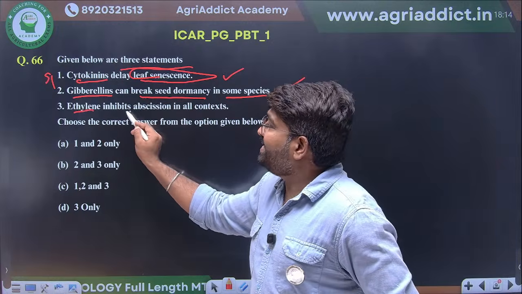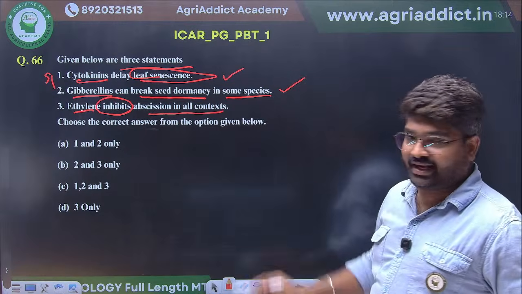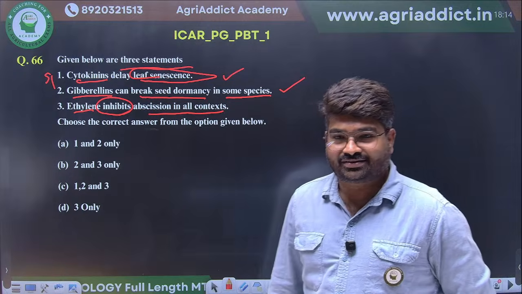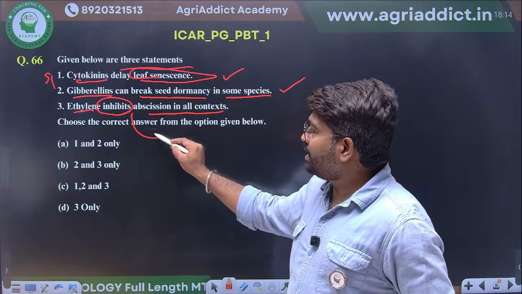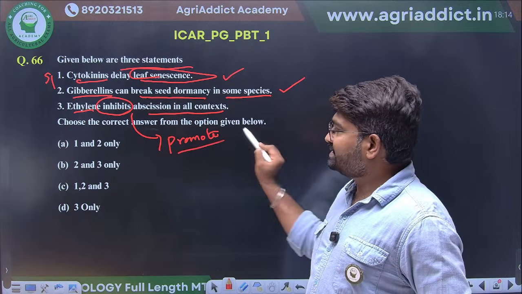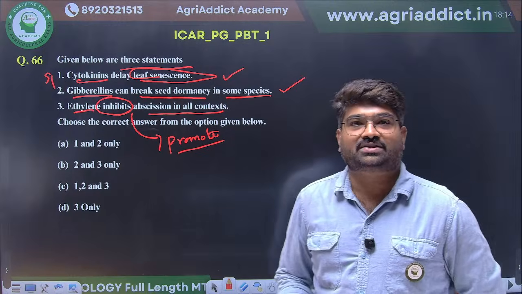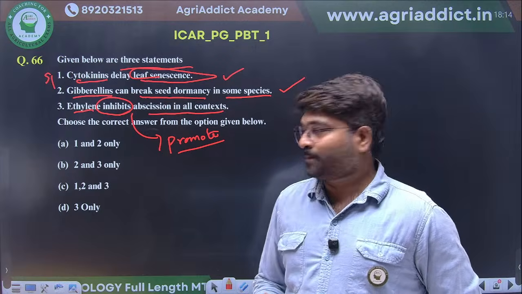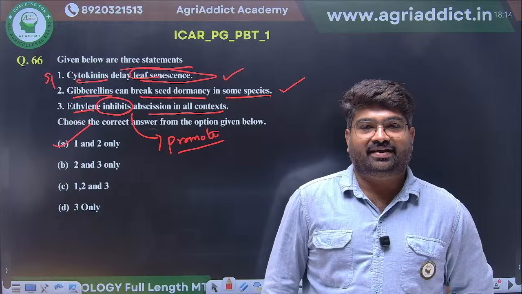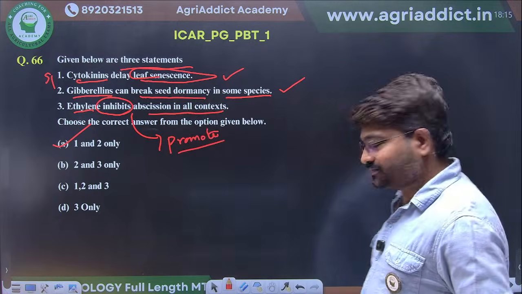Ethylene inhibits abscission in all contexts. Whether ethylene will inhibit? No, it will promote abscission and senescence. So what will be the correct answer for this question, students? 1 and 2. Excellent. 1 and 2 is the correct answer. This we have already discussed in our lecture series.